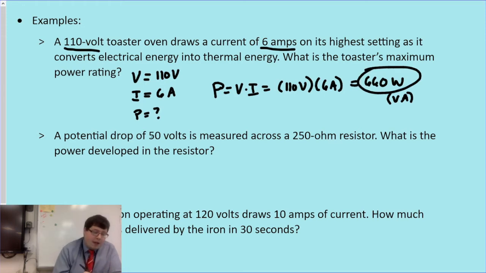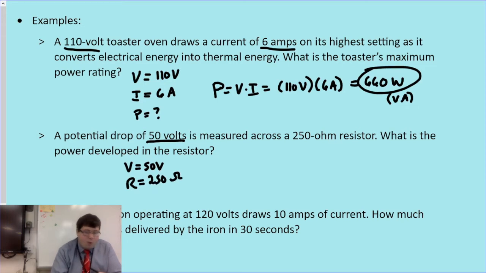For our second example, it says we have a potential drop of 50 volts. So V is 50 volts. It's measured across a 250 ohm resistor. So 250 ohms is our resistance. We now want to know what's the power developed in this resistor.